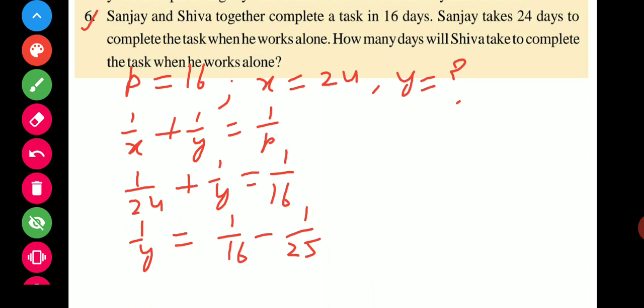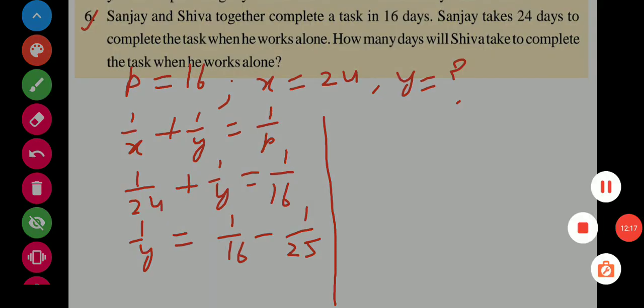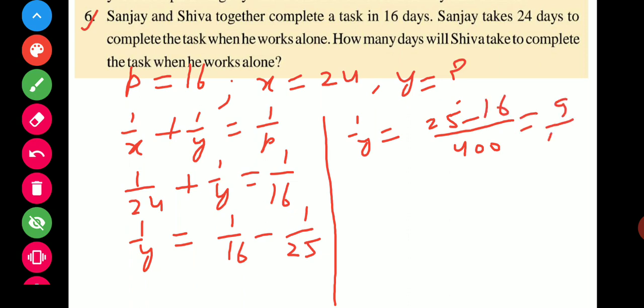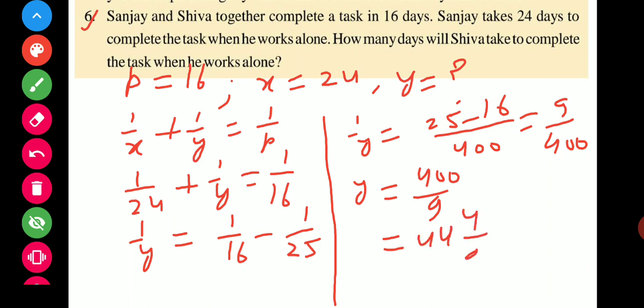Taking their LCM. How much is the LCM? Yes, now taking their LCM, 1 upon Y is equal to, the LCM is 48, and it is 3 minus 2. So it becomes 1 upon 48. So Y is equal to 48 days. So that is your answer.